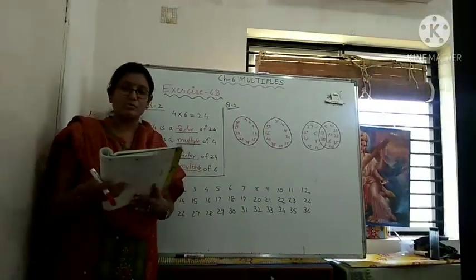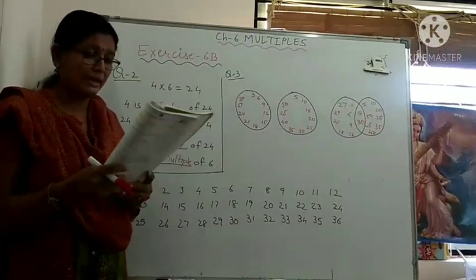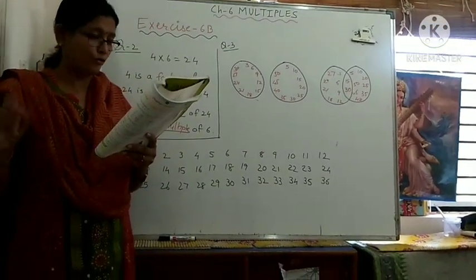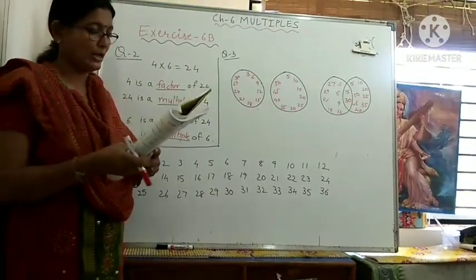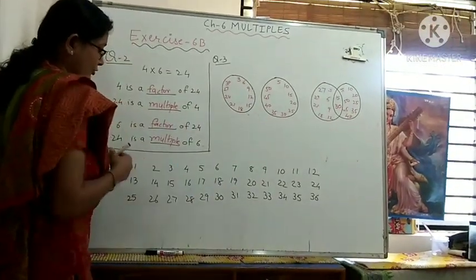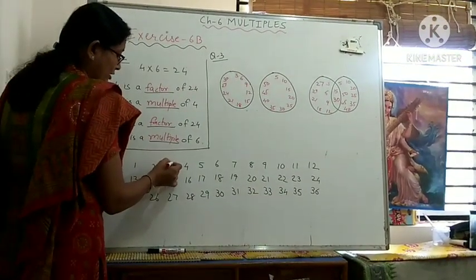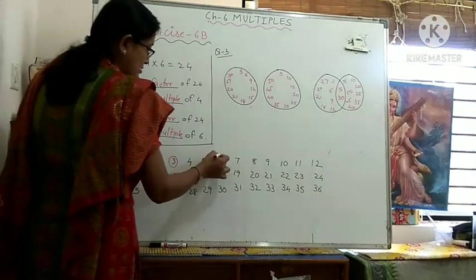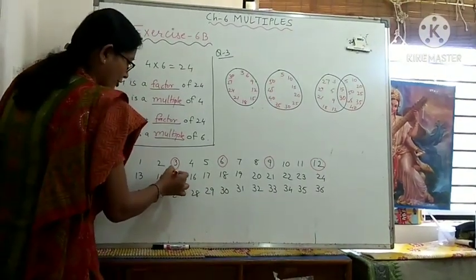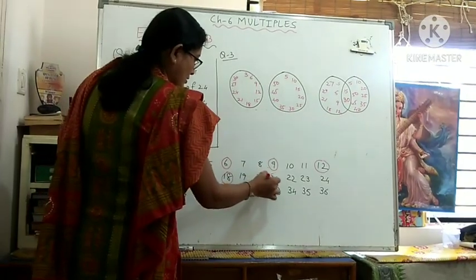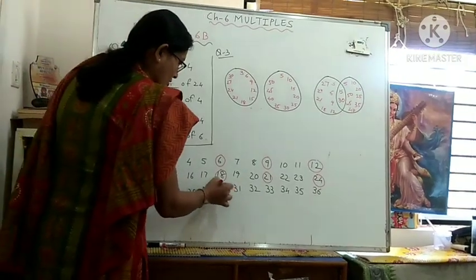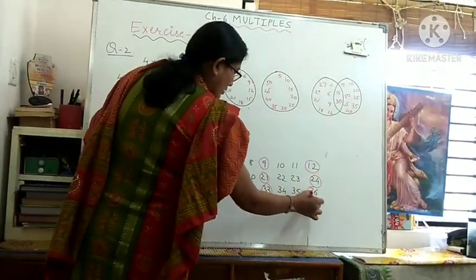Okay. Now let us move to question number 4. Ring the numbers that are multiples of 3, put a square around the multiples of 4, and list the common multiples. Okay. Here we have to ring the multiples of 3. These numbers are given, 1 to 36. Okay. So I am doing this circle. 3, 6, 9, 12, 15, 18, 21, 24, 27, 30, 33, 36.